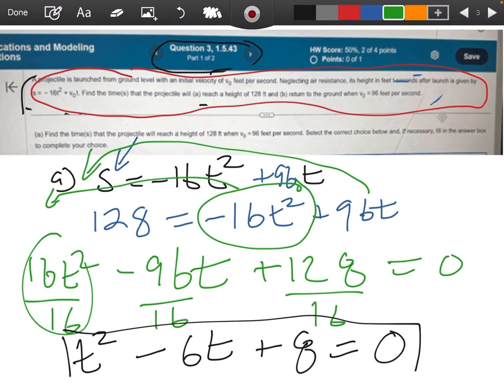So look, let me scroll back one more time because there is a part B. Okay, part B is right here, y'all. When is it going to return to the ground? Okay, so I'm going to try to clean up some of this. Well, actually, you know what? I'll write it over here a little bit again.